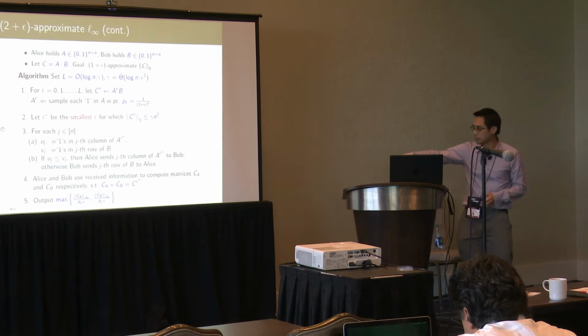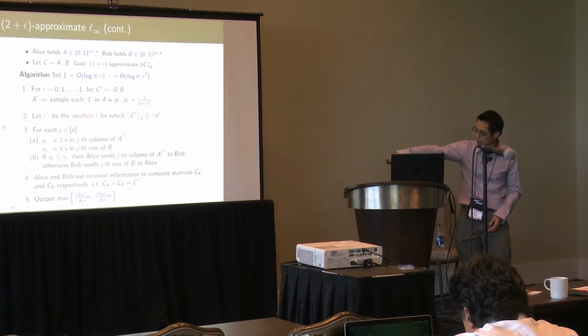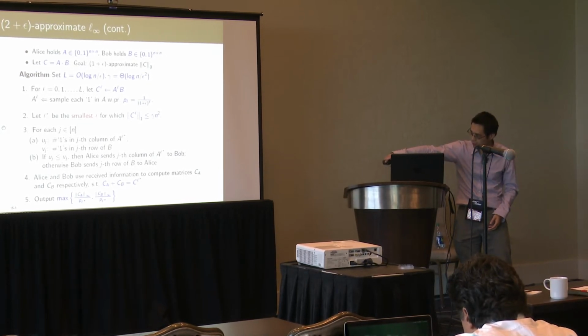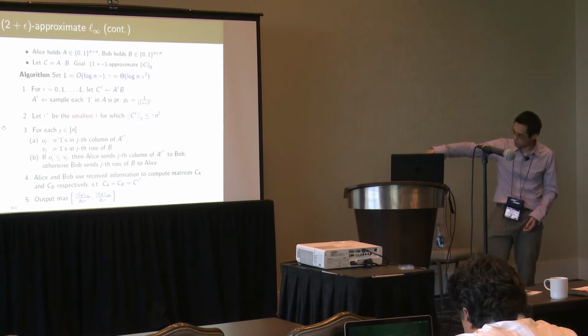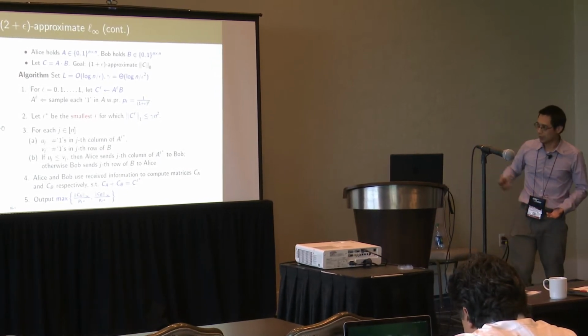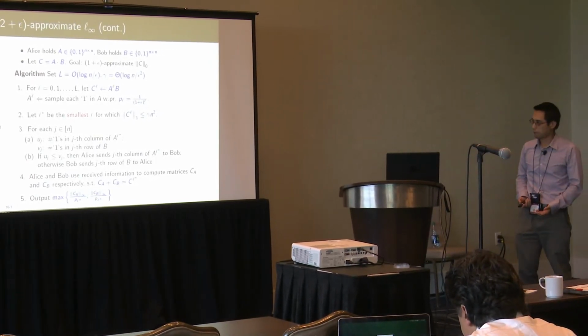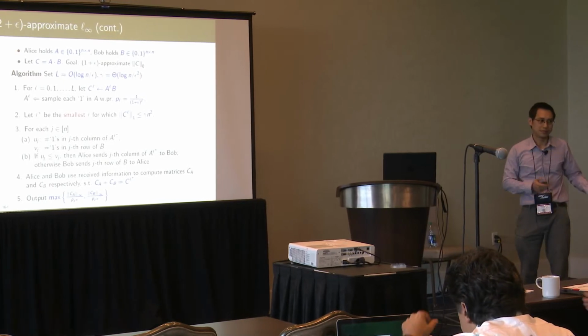Okay? And then we just output the max of the L infinity norm of CA and the L infinity norm of CB, and scale back by the sample rate. And we can show that this is a 2 plus epsilon approximation of the original C.